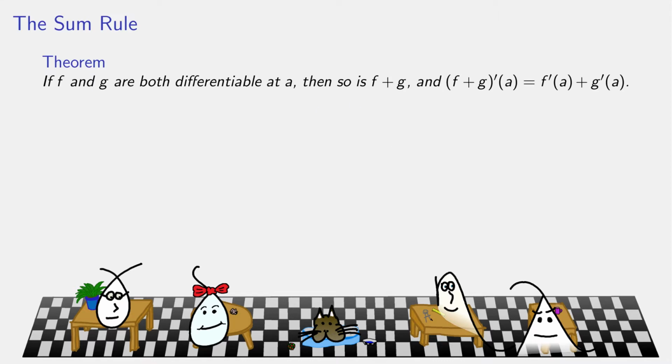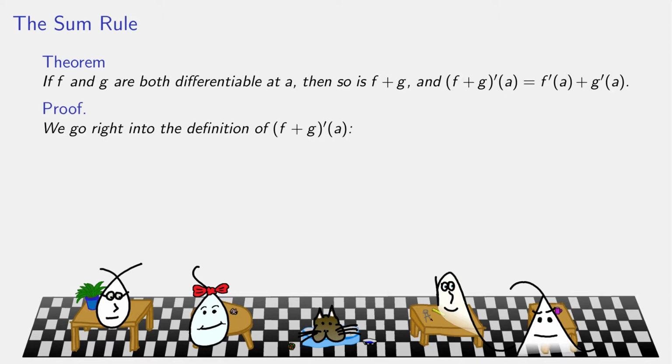So the point of this video is basically to take the definition of the derivative, which we've already discussed, and reconstitute some familiar rules about computing derivatives. For example, if two functions are both differentiable, then so is their sum, and the derivative of the sum, (f plus g) prime, is just the sum of the derivatives, f prime plus g prime.